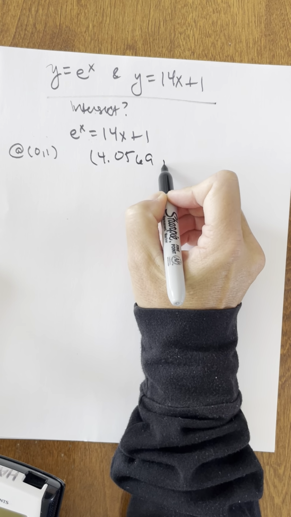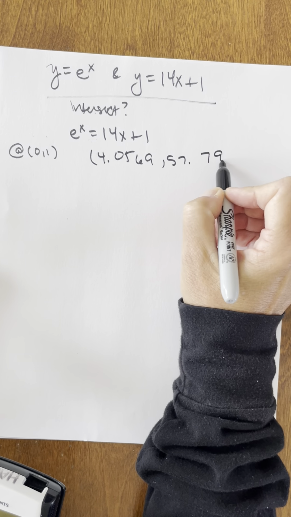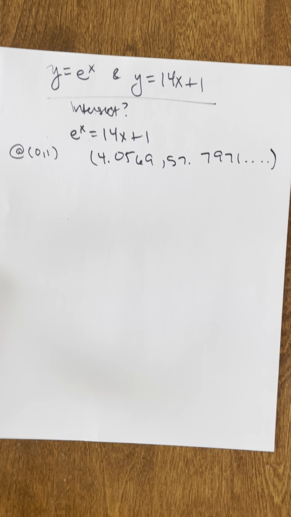4.0569, comma, 57.797153, dot, dot, dot. And then you can round it to wherever you have been asked to round your answer.